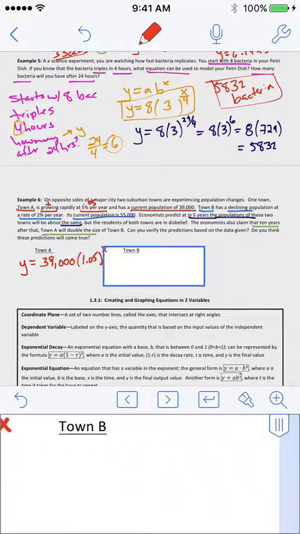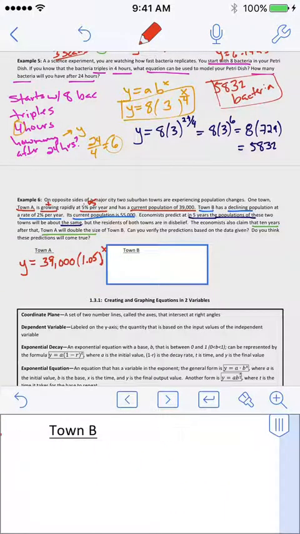Fabulous. I'm going to let you guys try out Town B. Okay, so look at it carefully. See if you can come up with the same type of equation for Town B. Pause the video if you need time.